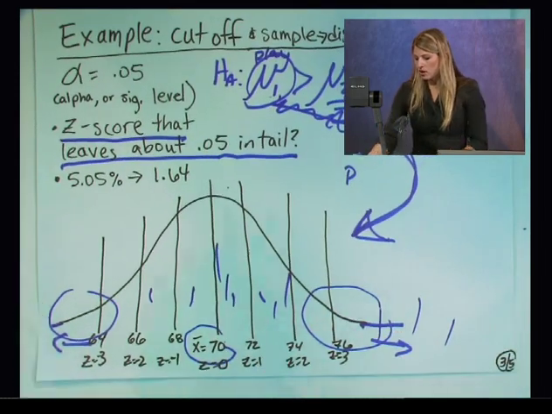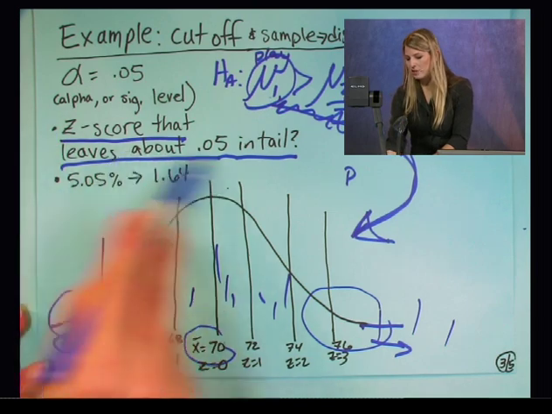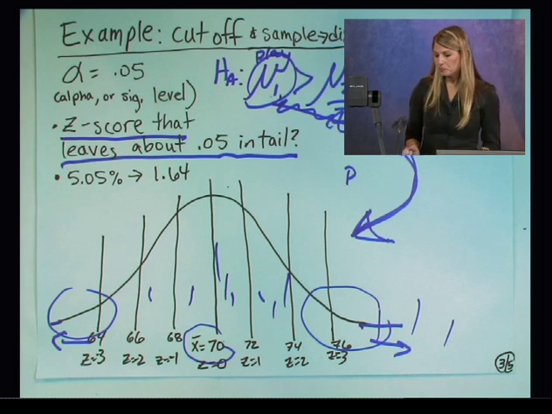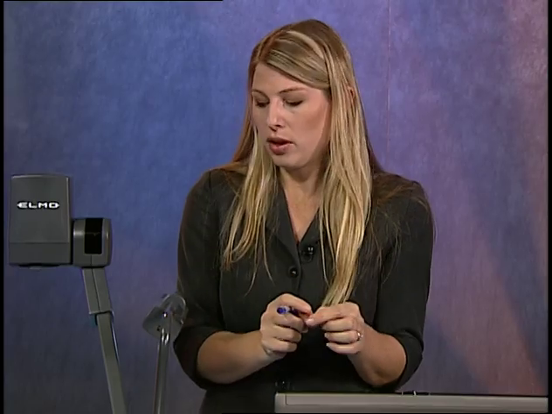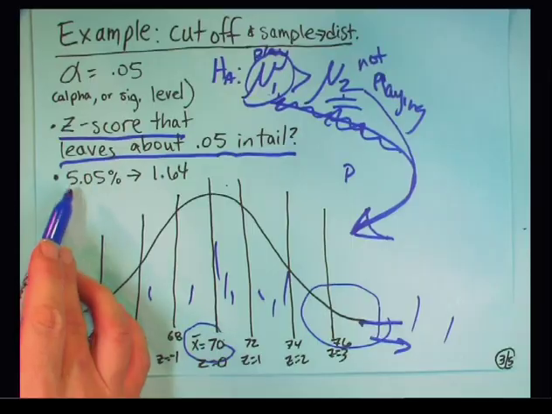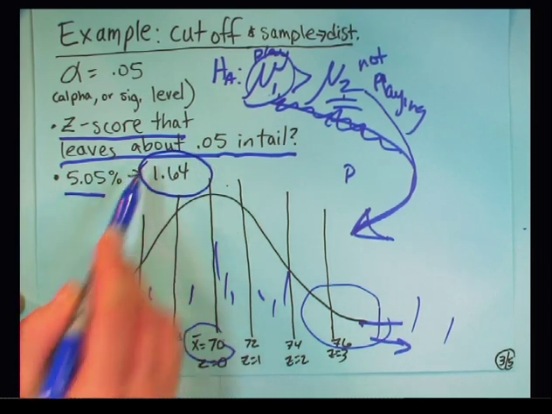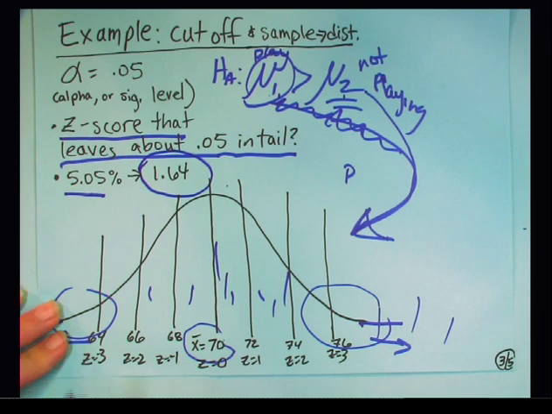So first, find the z-score that leaves 5% in the tail, and you'll do that from your z-table. So go ahead and flip to your z-table, find percentage in tail, look for 5%. Now, if you notice, it doesn't have exactly 5%. It has 4.95 and it has 5.05. They didn't do every single little increment, so just take the closest one. Either one will work. I'm going to stick with the one for 5.05% in the tail, and it gives you a z-score of 1.64.